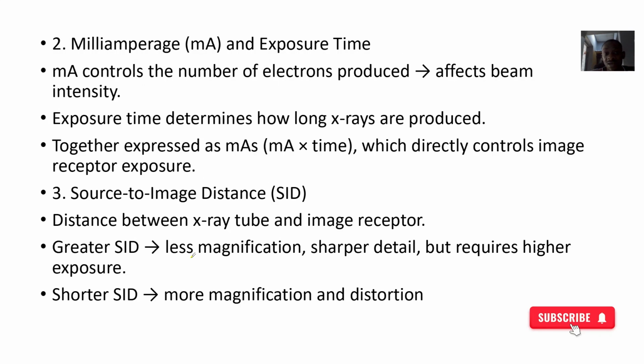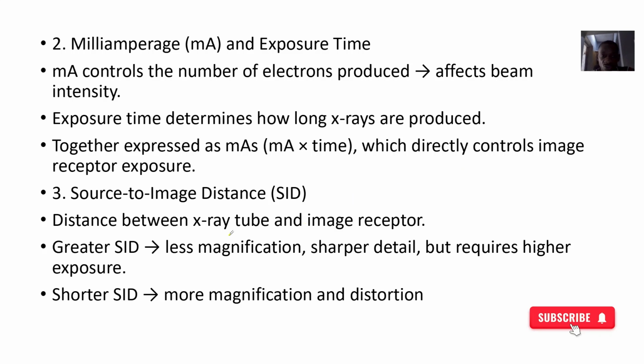We have the milliamperage and the exposure time. Milliamperage controls the number of electrons that are produced. With exposure time, we are just looking at how long the patient is actually exposed to the radiation energy. So if you look at the two of them together, you will be able to know how the image will be produced.